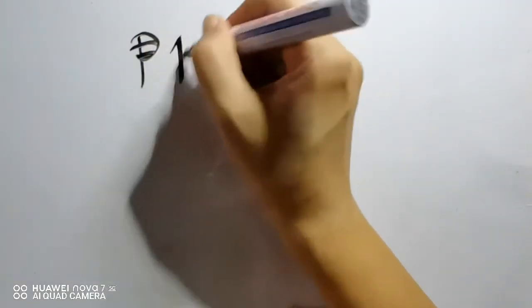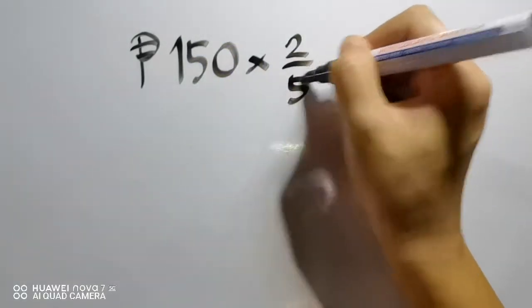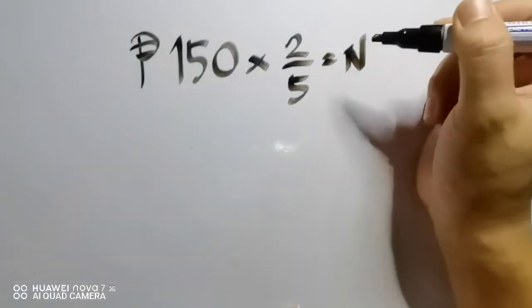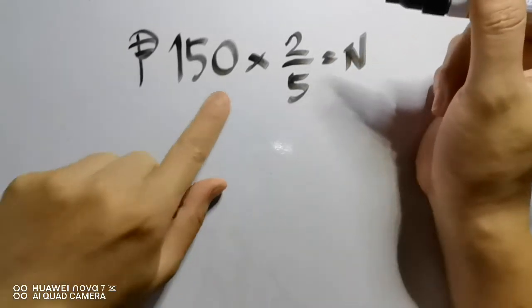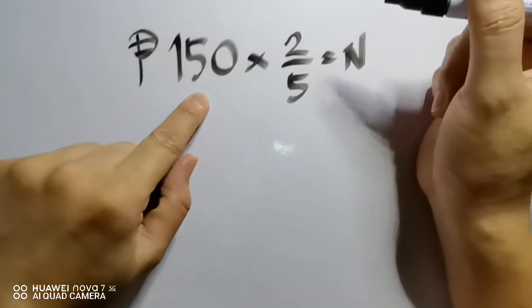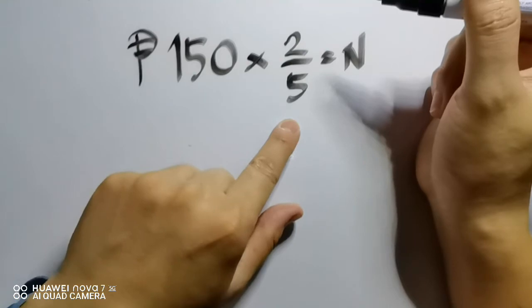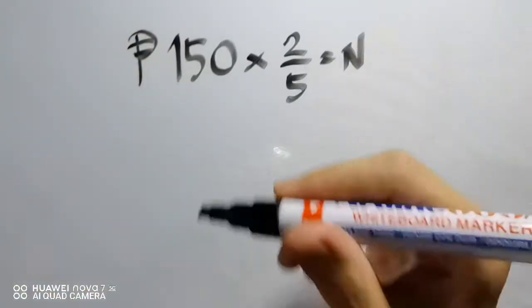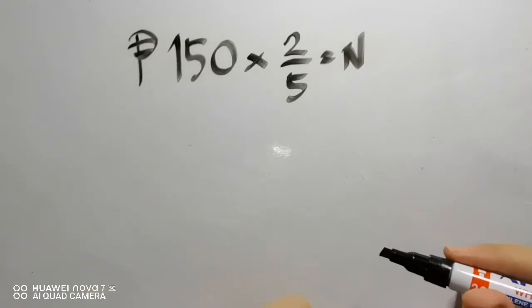Solve naman natin. Okay, so remember the number sentence is 150 times 2/5 equals n. Okay? Ano yun? Now, as you can see, ito ay whole number. Wala siyang numerator, wala siyang denominator. Ito naman ay fraction. Diba? Now, pwede naman nating tanggalin muna yung peso sign para hindi tayo malito.